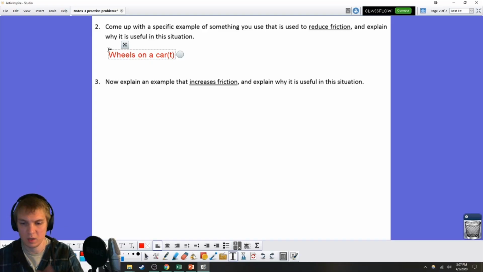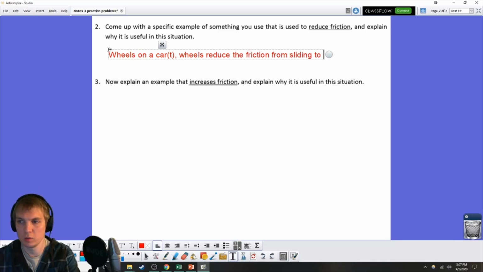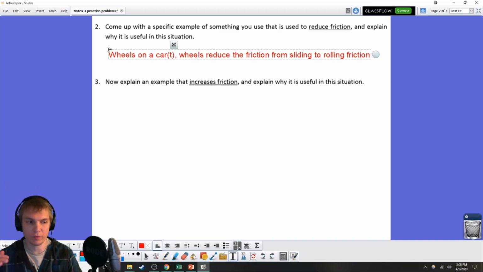I guess in the first example of a moving object, like a big wagon or something like that, they had to put wheels on it. At some point in history, the invention of the wheel helped move stuff around because it was reducing the friction. Wheels reduce the friction from sliding friction to rolling friction. So remember, we said in the notes that rolling friction is usually lower than sliding friction. So putting wheels on a car or a cart or anything that you're dragging across the ground, you're going to be reducing the friction.